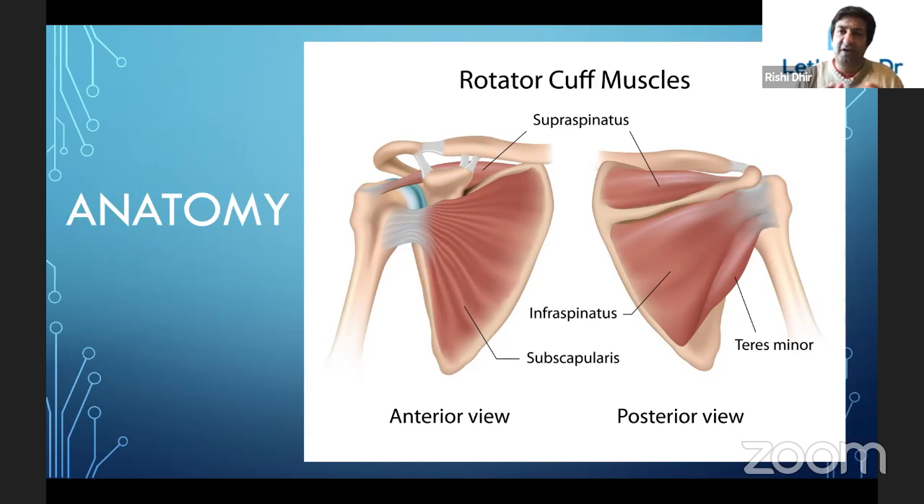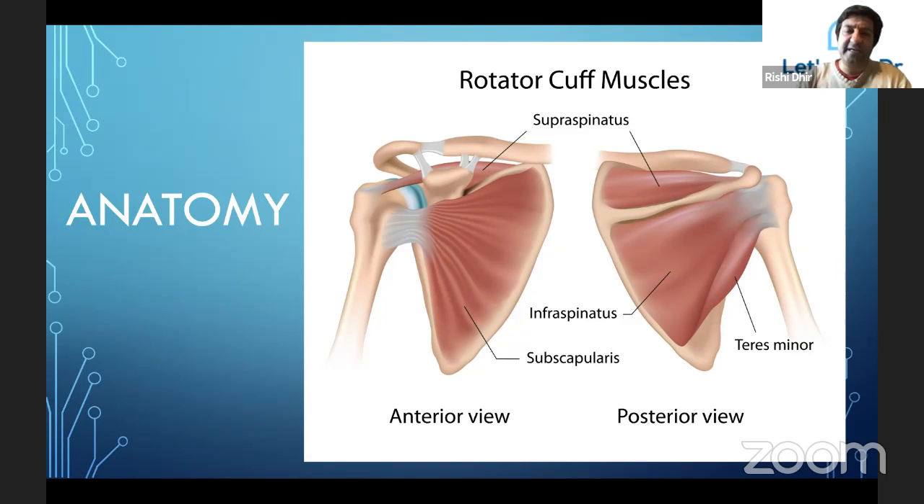Biomechanically, you can break the cuff up into a superior cuff, which is the supraspinatus, an inferior cuff, which is infraspinatus, teres minor, and also the lower part of subscapularis, an anterior cuff, which is subscapularis, and a posterior cuff, which is infraspinatus and teres minor. So that's how shoulder surgeons often refer to the cuff, as superior tears, inferior tears, anterior or posterior tears. That's what we're referring to.